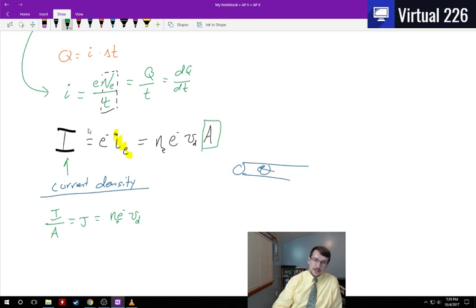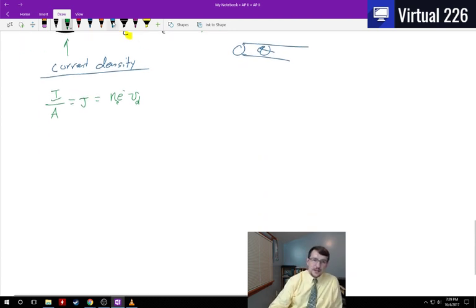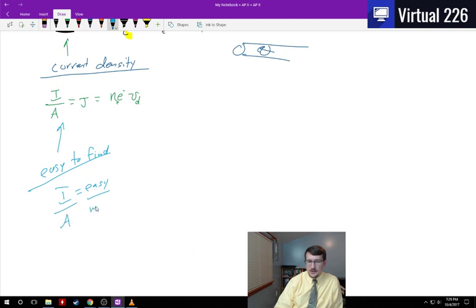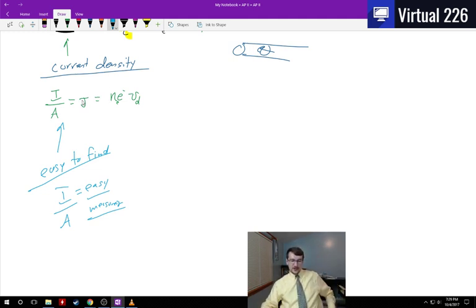This current density is easy to find, simply because we can get current really easily, and we can get A by just measuring it. So if this is easy to find, this is measuring, and I know the charge of an electron, and I know a general idea of what a number density for my electron should be, I can easily find the drift velocity based off of this current density. And that's why we use the current density there.